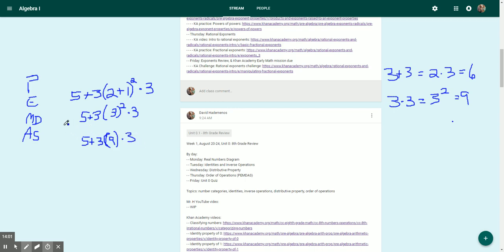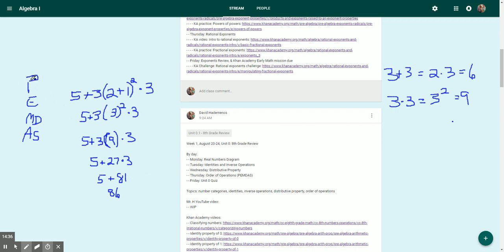And now we do our multiplication and division. We do it from left to right. So this is 3 groups of 9s. This is 3 times 9. So we get plus 27. And then times 3. Now we have another multiplication step, so we need to do that before the addition. So we get 5 plus 27 times 3 is going to be 81. And now we can finally add our 5, and we get 86.